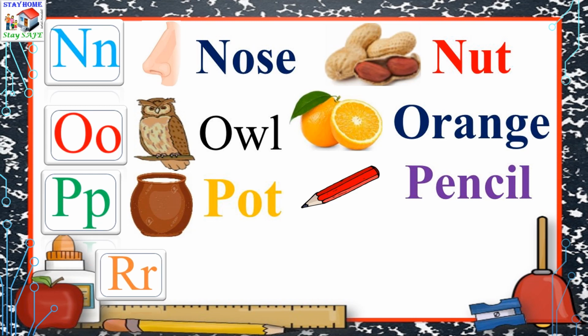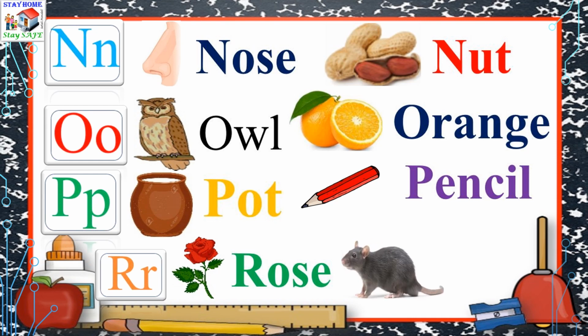Then letter R. R is for rose. R-O-S-E. Rose. Rose means golab. Then R is for rat. R-A-T. Rat. Rat means idur.